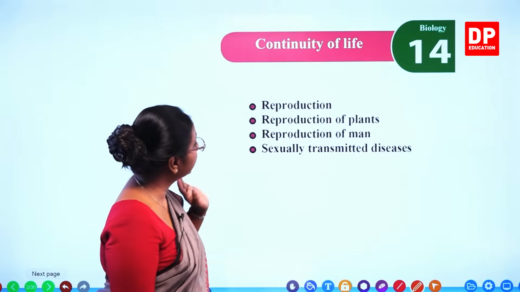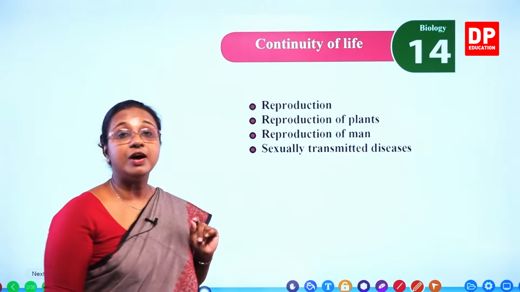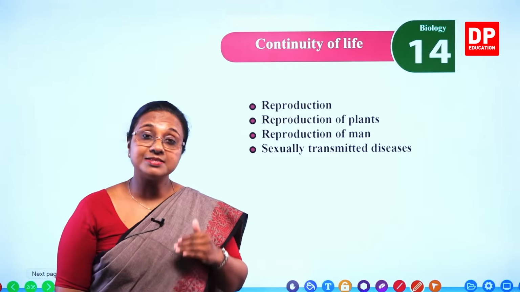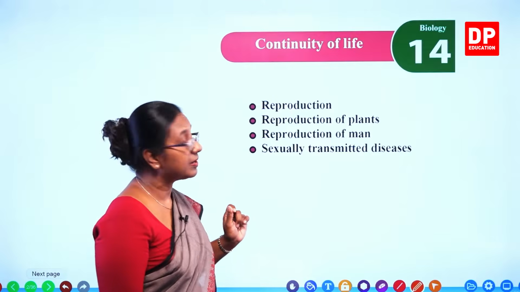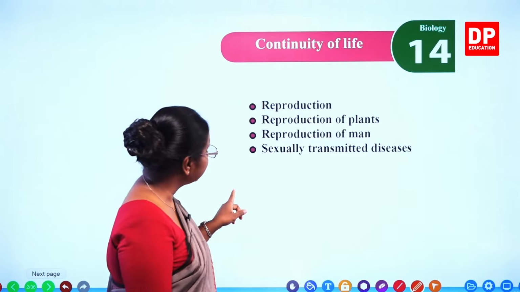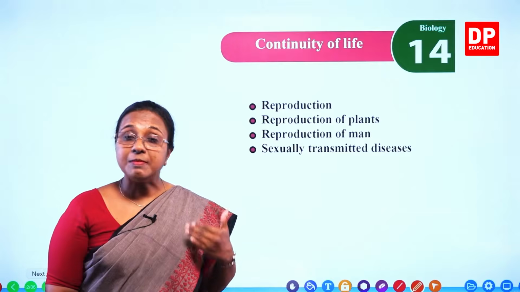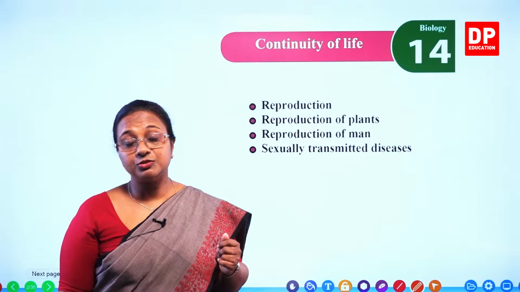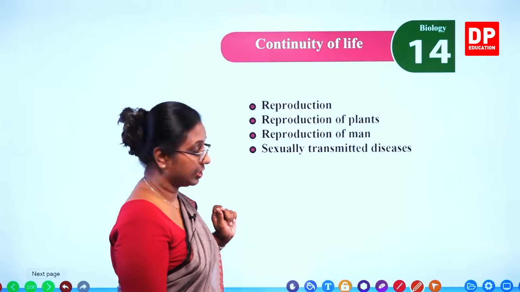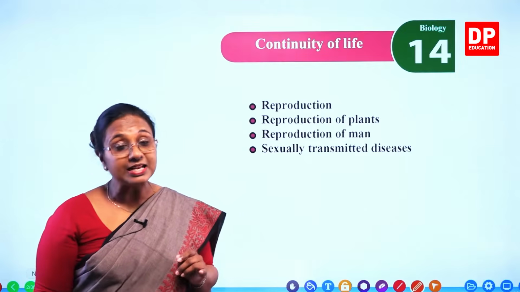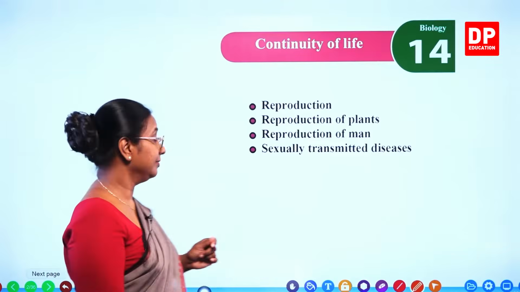Under that, there are different reproduction methods. So we will first look at the reproduction of plants, how plants reproduce by different methods. Then we will be discussing reproduction of man. And then we will discuss sexually transmitted diseases, that is, in man, the diseases related to the reproductive system or the diseases that are transmitted sexually. Those are the contents of the lesson. With that introduction, students, I will move on to the lesson.